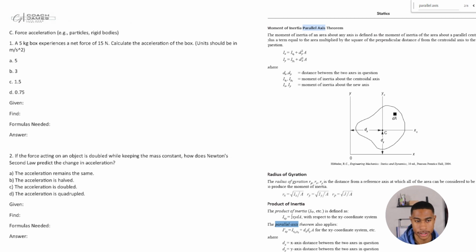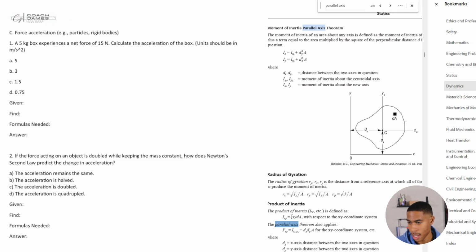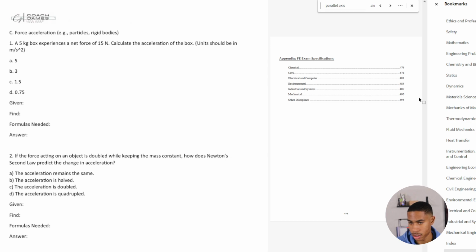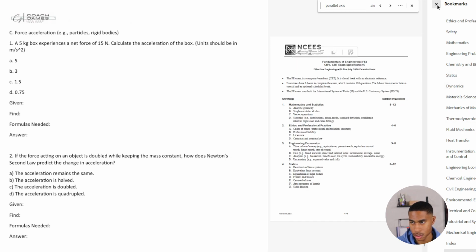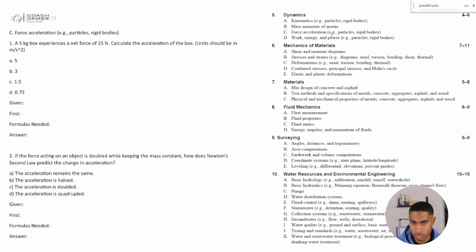So I think there are 4 different sections covered in dynamics, and this is one of them. I want to show you where we're at in our review so that you're not confused. So in the handbook, we know that we are here. We're going through force acceleration.